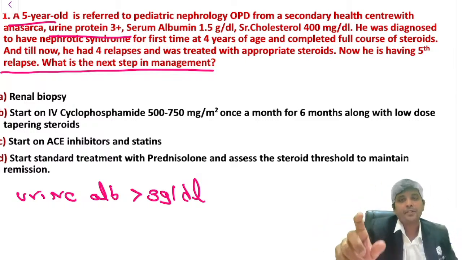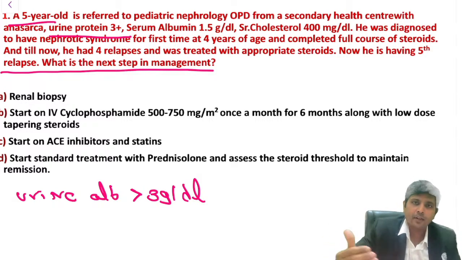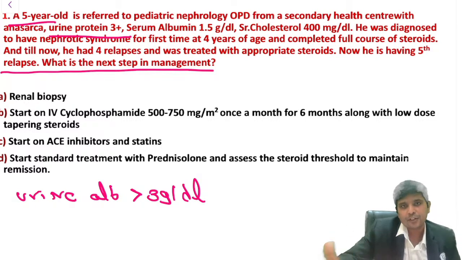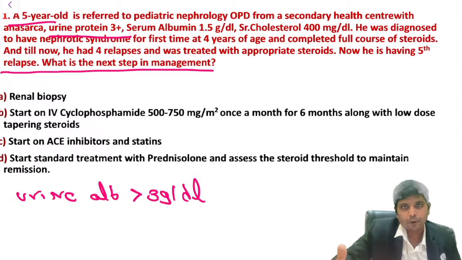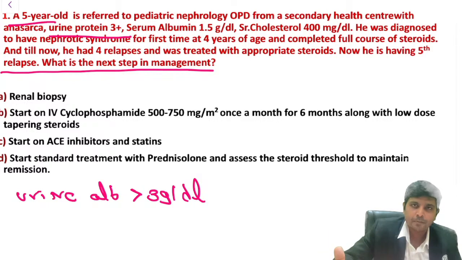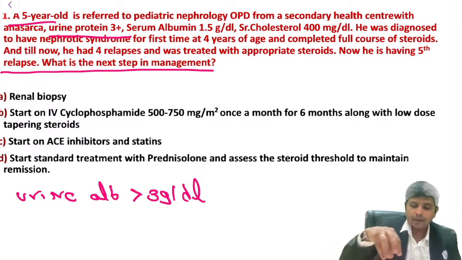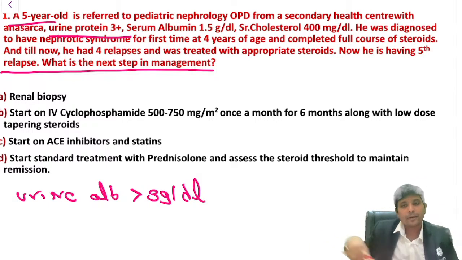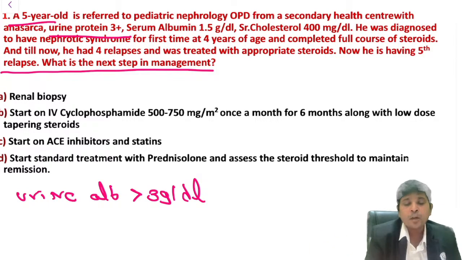So till remission is achieved, I will check urine albumin and give prednisolone 2 mg per kg daily. So let me say the child is going to get remission about 3 to 7 days after starting prednisolone 2 mg per kg per day. After achieving remission, I will give 1.5 mg per kg on alternate days for 4 weeks.